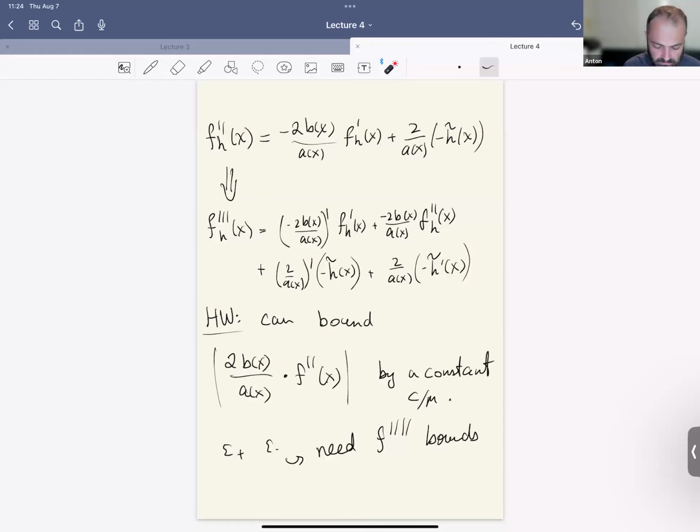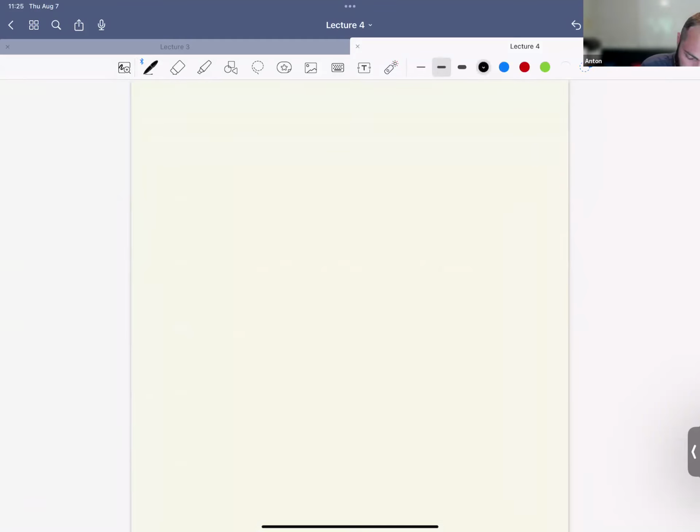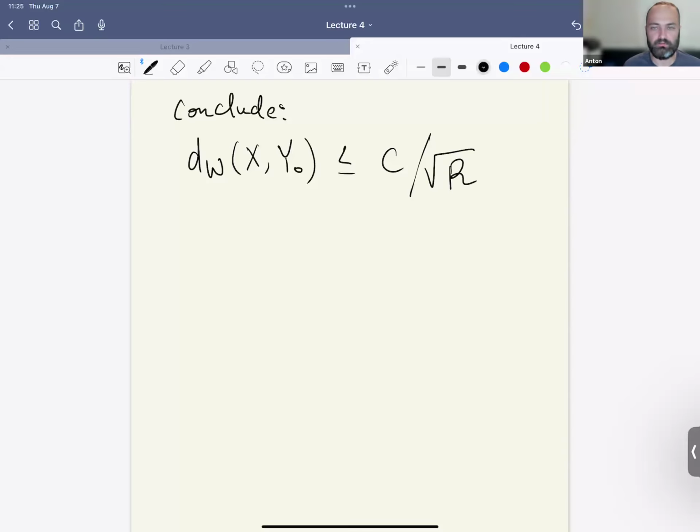All right. So let me stick the flag into the ground and say we are done. I have given you at least a believable or plausible recipe to bound the first 3 derivatives. And even though we did not explicitly need the first derivative bounds, they were needed in the second and third order bounds. Okay, we conclude that the Wasserstein distance between the Poisson, or the infinite server Q distribution, and y naught is of order c over square root of r.